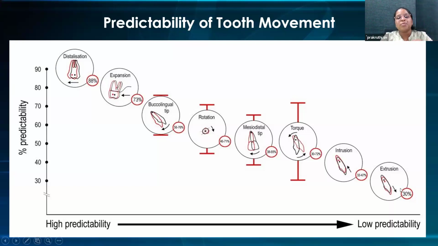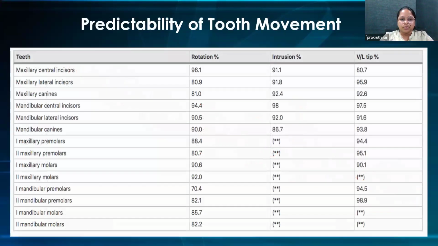Extrusion, they say 30%, but I say don't even attempt extrusion with the aligners, or else you'll be over promising to the patient, but that is not happening clinically. This is just for you to know how flatter anterior teeth have a good predictability when it comes to intrusion or tipping or rotation. But as you go towards the bulbous and the round posterior teeth, the predictability of the tooth movement starts reducing.